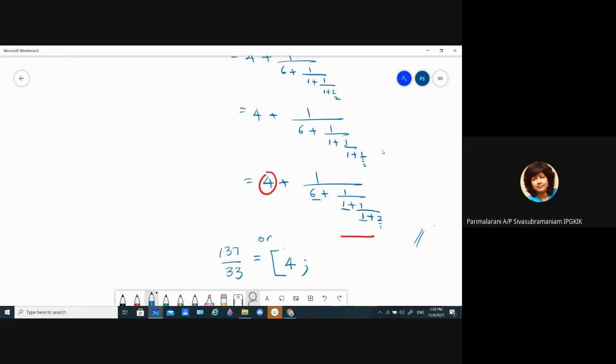This one I made a mistake here. Okay, so this is 1 and we have 6, comma 1, comma 1, comma 2. Okay, so this is our fraction written in continued fraction form.